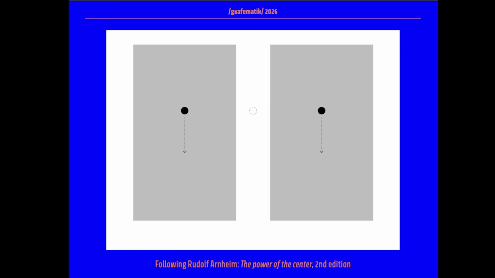This is my interpretation of Rudolf Arnheim's book, The Power of the Center. These are the visual energy points, the focus of visual energy, according to the content of Rudolf Arnheim. In reading, the visual energy goes top to down in normal circumstances.